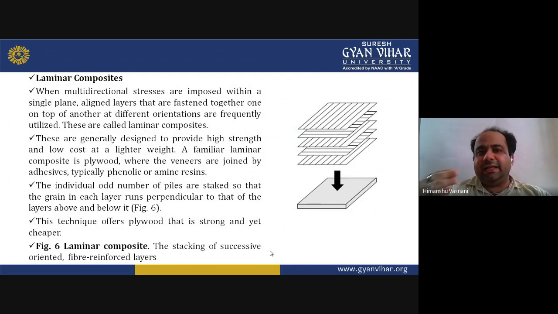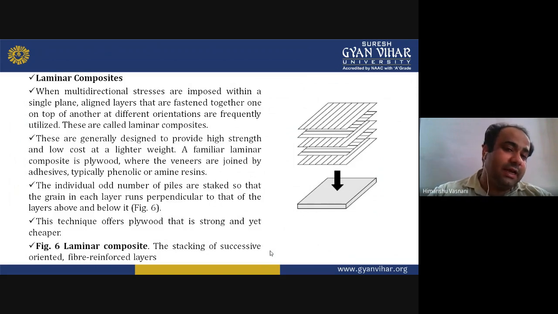When multi-directional stresses are imposed within a single plane, aligned layers that are fastened together one on top of another at different orientations are frequently utilized. These are called laminar composites. You can see it in the figure also. Let me repeat once again: when multi-directional stresses are imposed within a single plane, aligned layers fastened together one on top of another at different orientations are frequently utilized. These are called laminar composites.